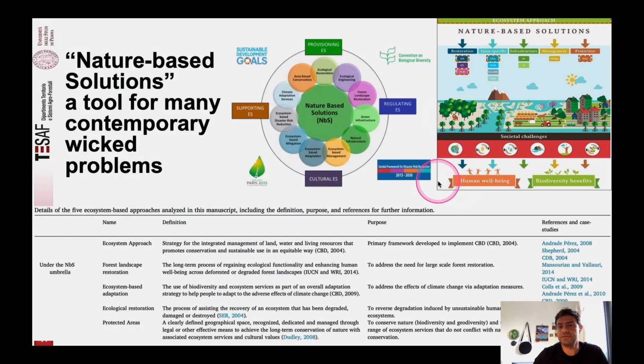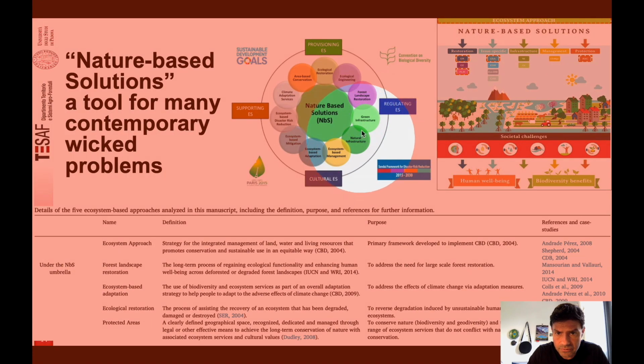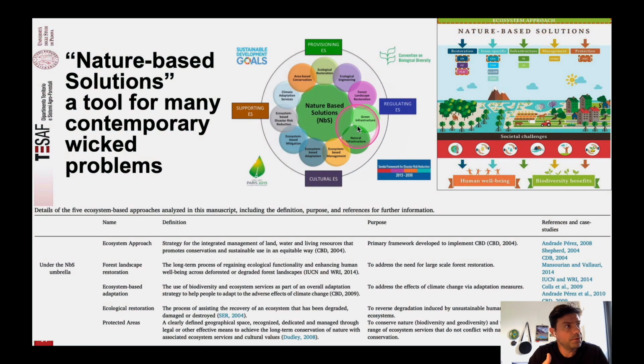For example, I would like to highlight what sometimes they call natural infrastructure, sometimes green infrastructure. Those two strategies are pretty much connected to water security. And the idea here is to have a match in terms of actions to offer water supply continuity for big populations.